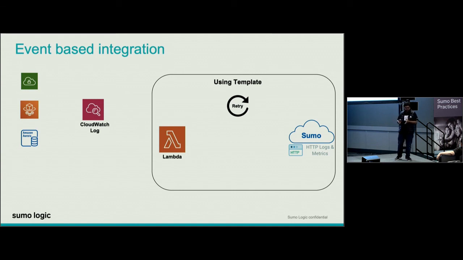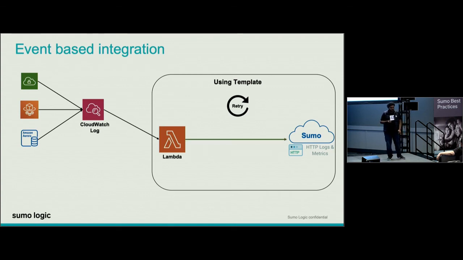When this stack is built, the AWS services push their logs to CloudWatch. For that, CloudWatch triggers an event, and the event basically invokes a Lambda function. The Lambda function basically streams the logs and finally sends them into the Sumo environment. For that, one needs to create an HTTP source.